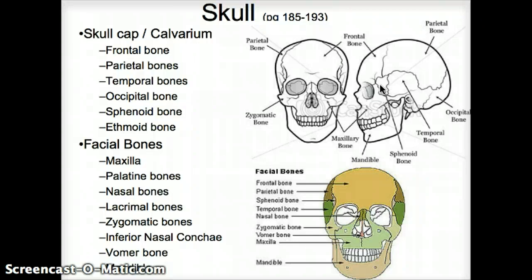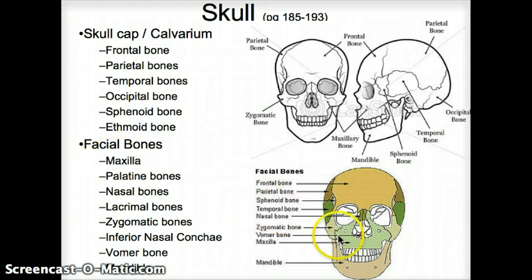And then we have the ethmoid bone, and the ethmoid bone is really hard to see. You can't really see it in here. It's inside the nose, deep inside the nose. It's a very, very thin bone. You can see it on the real skull in the other movie that I have. And then besides those bones, we have the facial bones. The facial bones make up the face.